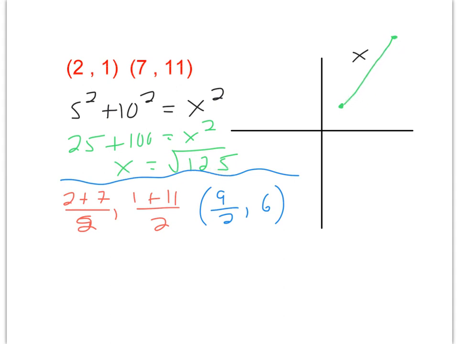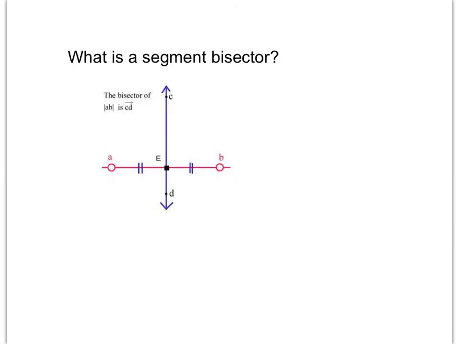The midpoint, which is going to be right about here, you should have had 9/2 or 4.5, comma 6. And I got that by taking the average of my x's. 2 plus 7 divided by 2 is 9/2 or 4.5. And the average of my y's is 1 plus 11 divided by 2, which is 12 divided by 2, which is 6. So my ordered pair is 4.5, comma 6.